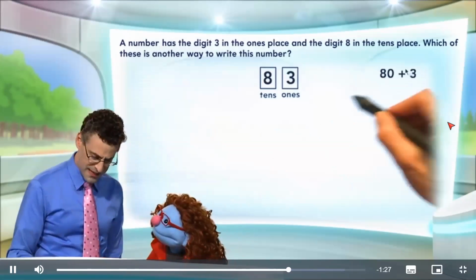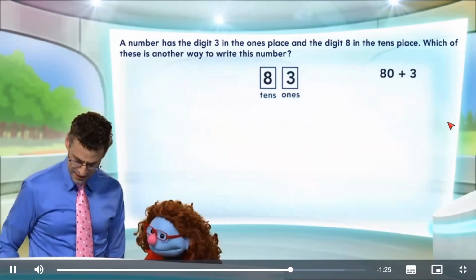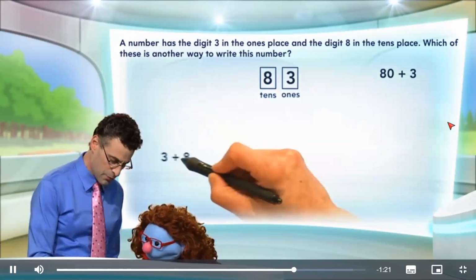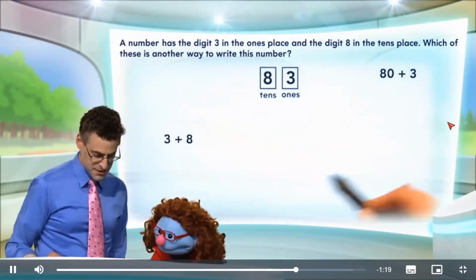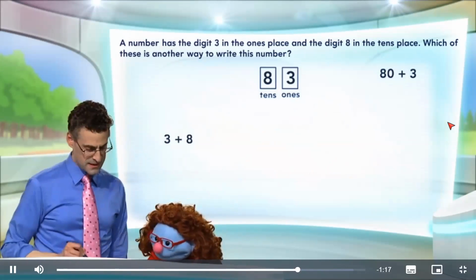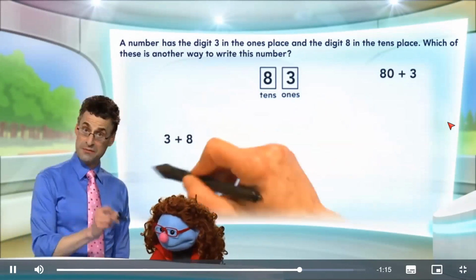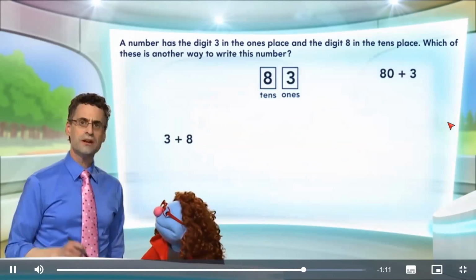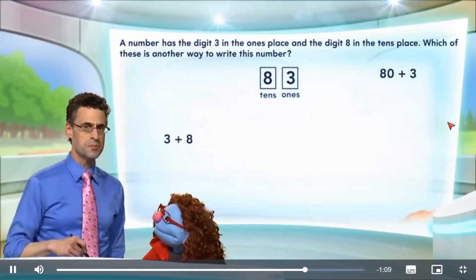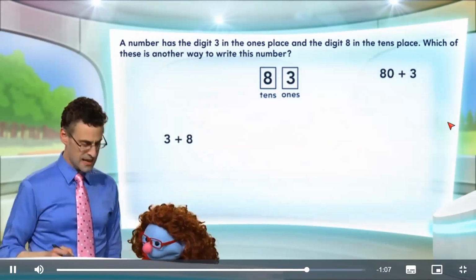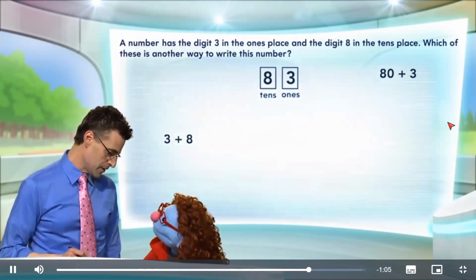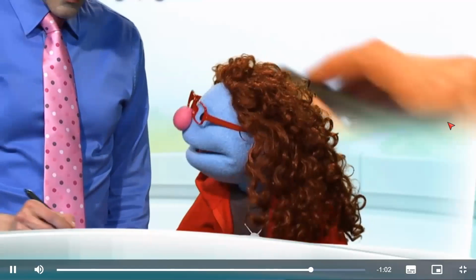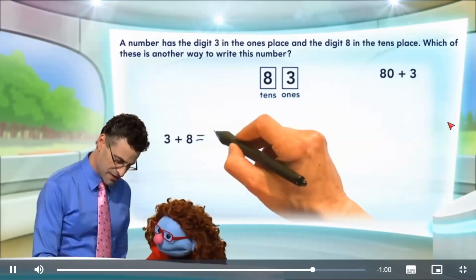Now, we do have one more contestant, and I think this is actually a really interesting contestant. I'm going to bring it in way over here. Oh, it's 3 plus 8. Notice we have a 3 and we have an 8. But does 3 plus 8 mean we have the digit 3 in the ones place and a digit 8 in the tens place? What is 3 plus 8, Jeannie? Well, it's 11, right? Exactly. So this actually equals the number 11.